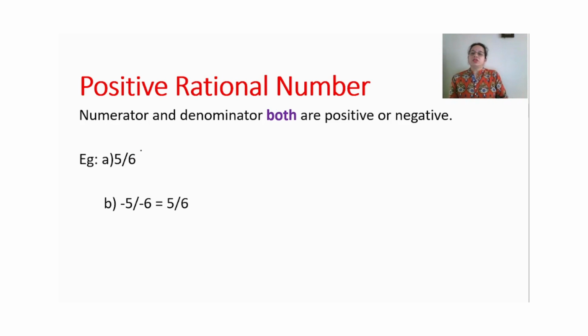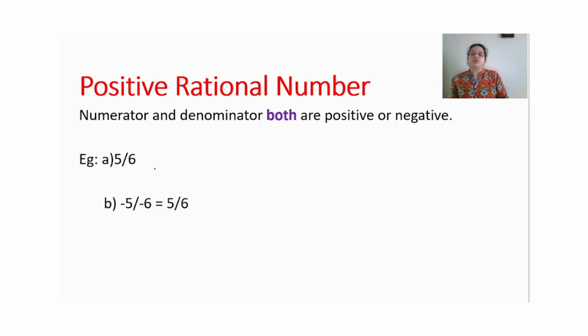Now next is the positive rational number. All the concepts of integers, fractions and decimals we are going to use in rational numbers. So what is the difference over here? Here you will get negative numbers, so it is very important to identify whether a rational number is positive or negative. Let us see how we can identify. If the numerator and denominator are both positive, or both negative, then the rational number is called a positive rational number.